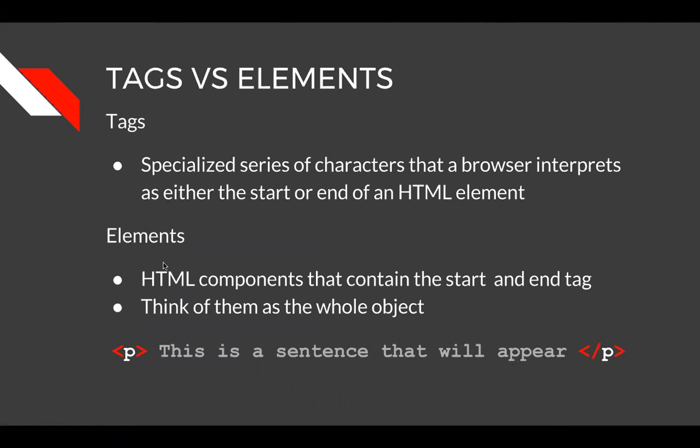which then brings me down to elements. Elements are HTML components that contain the start and end tag. Think of them as a whole object. So if we're referring to the paragraph element, you can think of this entire thing. Okay, so that's going to be how everything looks as far as HTML is concerned. There's going to be a lot of tags, tags within tags, tags with stuff inside of them. But in general, we're going to have an opening and closing tag for almost everything.